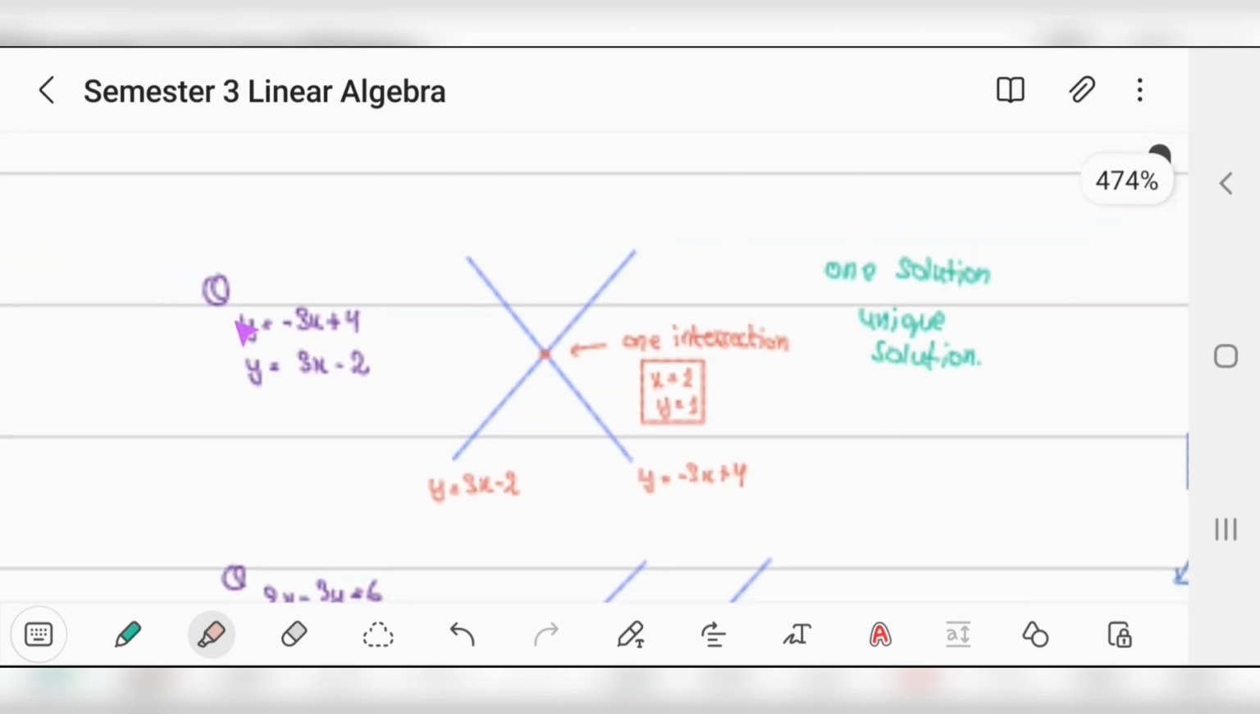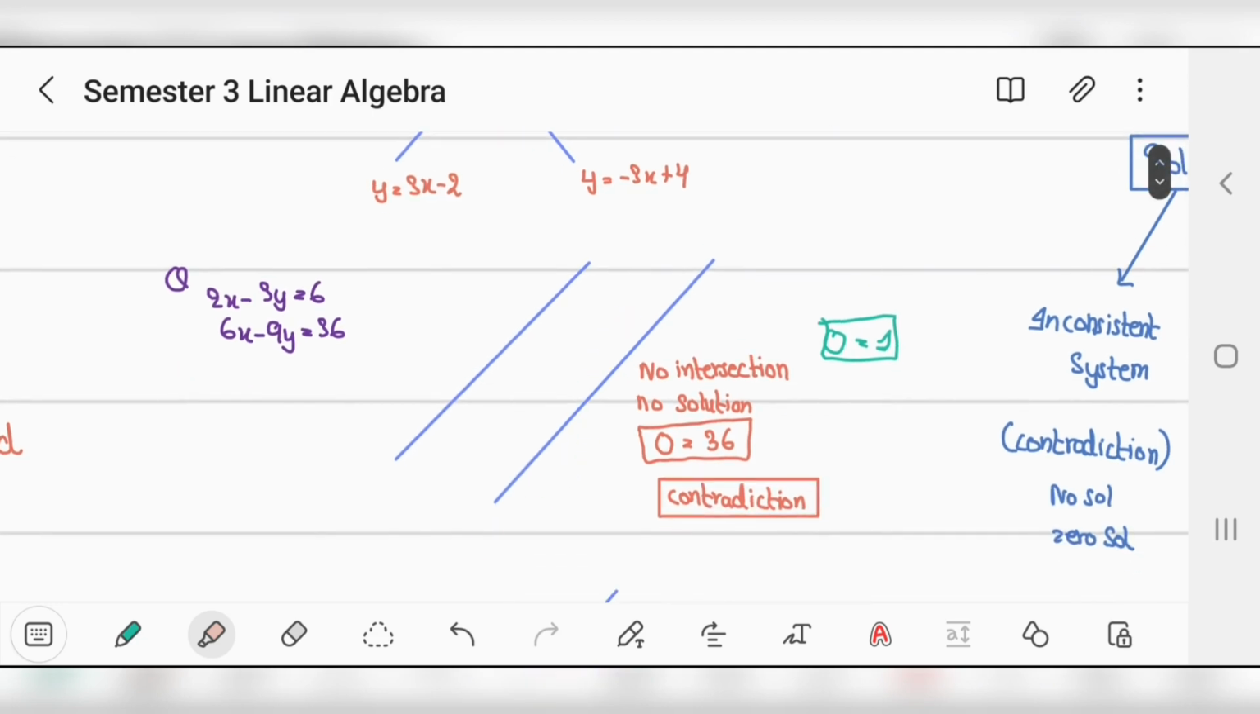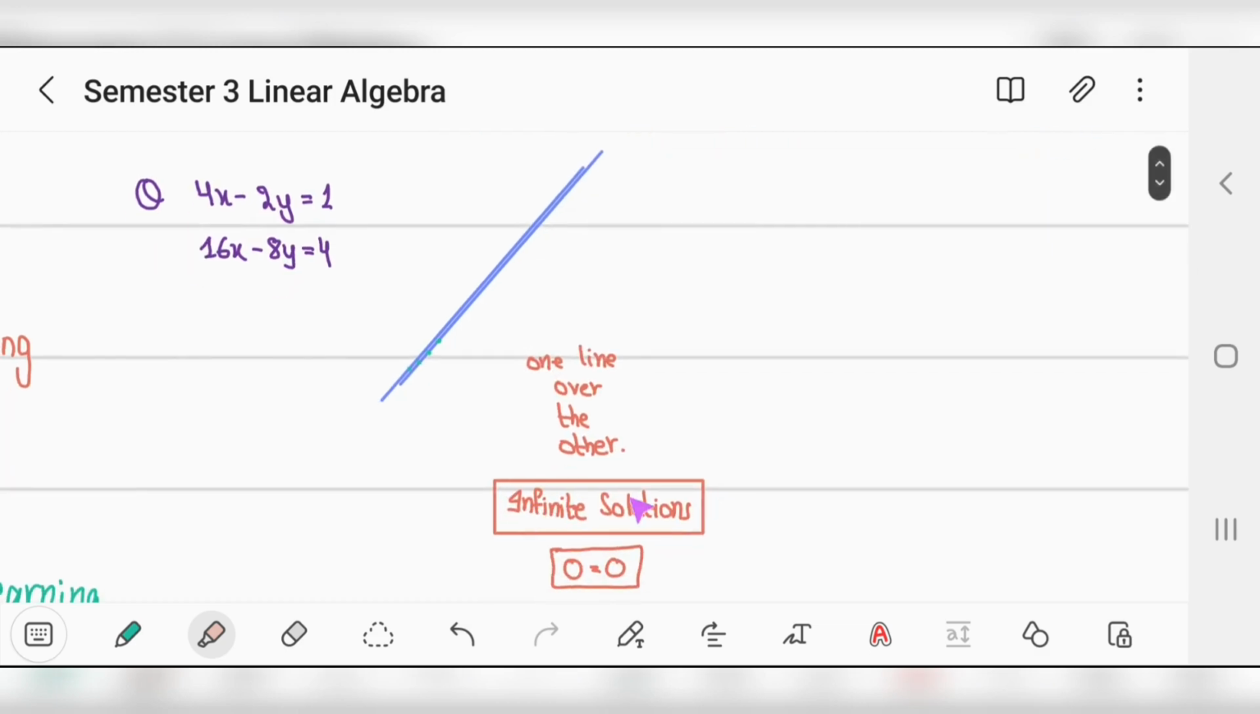One case is when we have two equations that intersect one another, and after their intersection we have only one point. This is known as a unique solution, having the values. Another example is when we have two parallel lines that are not intersecting. We can call it an inconsistent solution or system. We can call it a contradiction: no intersection, no solution. Or we could have two lines intersecting one another infinitely many times, so we call it infinite solutions.